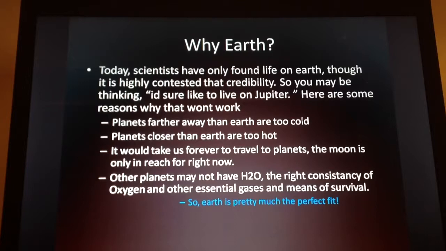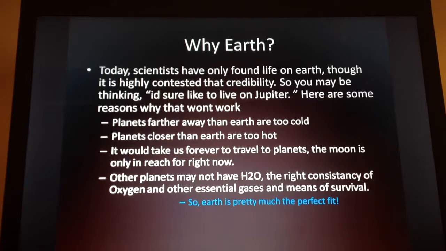So you may be asking, why do we live on Earth? This is a really good test question because it makes you think a little bit outside the box. Today, scientists have only found life on Earth, though it is highly contested. So you may be thinking, I'd love to live on Jupiter. Here's some reasons why that won't work.